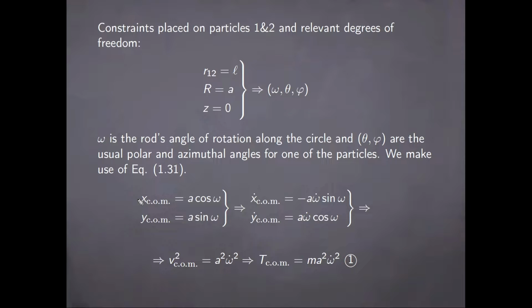And for the first one, we just write the coordinates in Cartesian components and then rewrite them in the radius of the circle and angle of rotation. We take the derivatives with respect to time and calculate the squared velocity of the center of mass, and the kinetic energy follows immediately with the expression here.